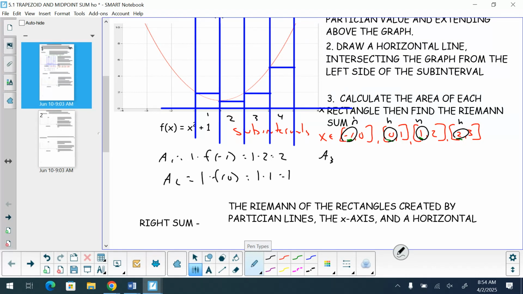Our A3 will be 1 times our function value at 1, which is 1 times 2, a 2, and our A4 is going to be 1 times our function value at 2. So we have 1 times 5, or value of 5. So our left sum, we just add up our values here. We have 2 plus 1 plus 2 plus the value of 5. So we have 10 squares. So this would be our left sum.